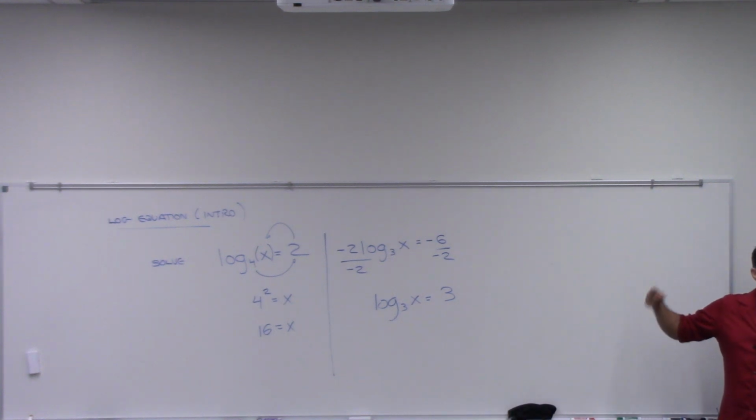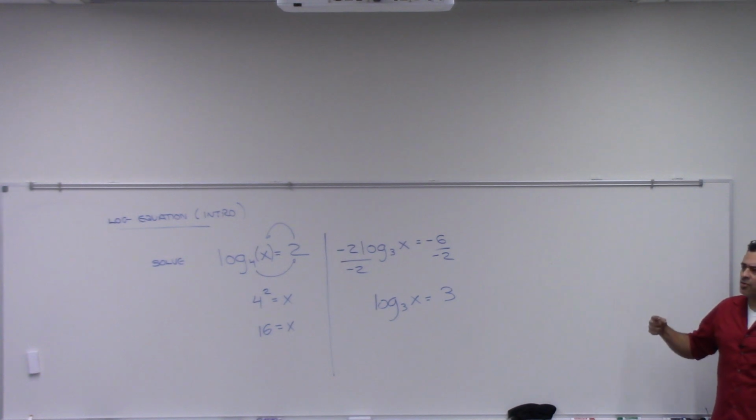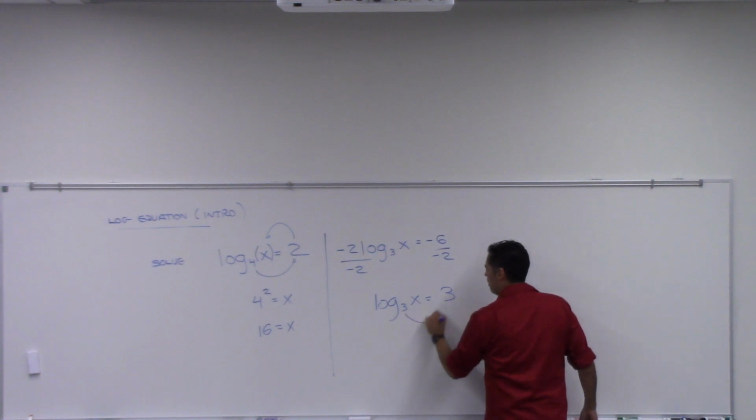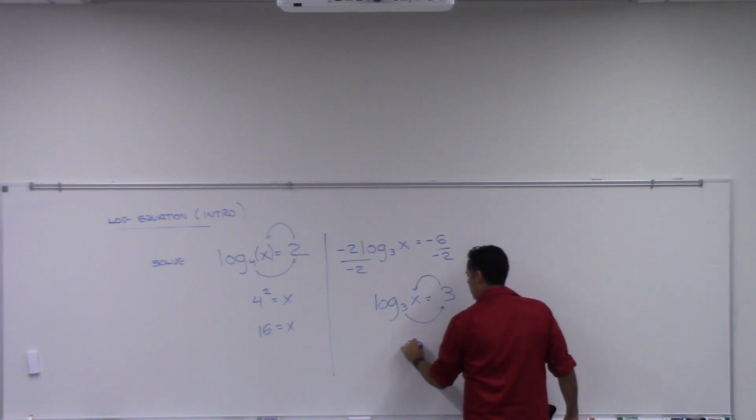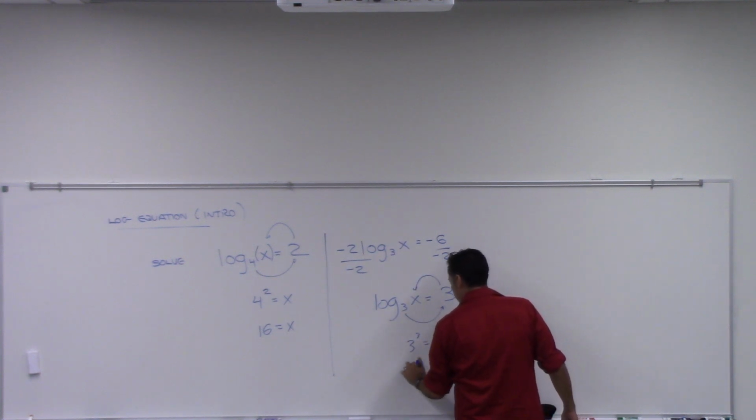And now you can use your loop. You cannot use your loop before that step. It's at this step here. 3 to the 3 is x, so 3 cubed is x. So x is 27.